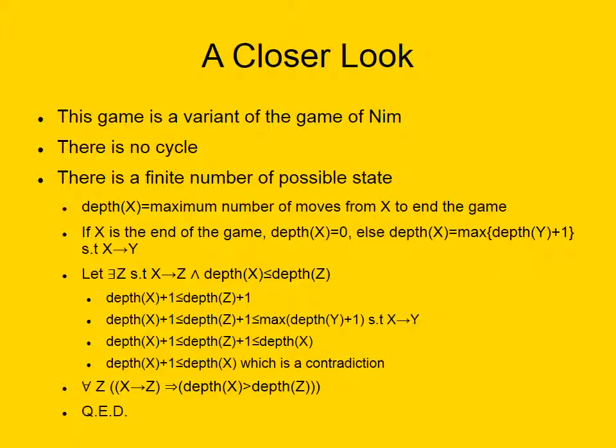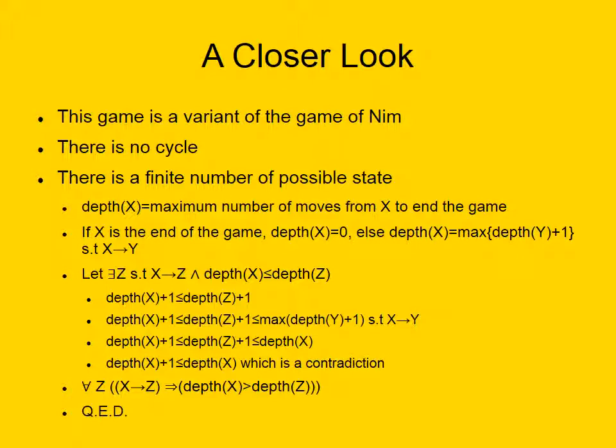Then, let there exist a state z such that z is one of the possible next states from x and def(x) is less than or equal to def(z). Then def(x) plus 1 is less than or equal to def(z) plus 1. Then def(z) plus 1 is less than or equal to the max of def(y) plus 1, such that y is one of the possible next states from x. Then it means def(z) plus 1 is less than or equal to def(x). So def(x) plus 1 is less than or equal to def(x), which is a contradiction.